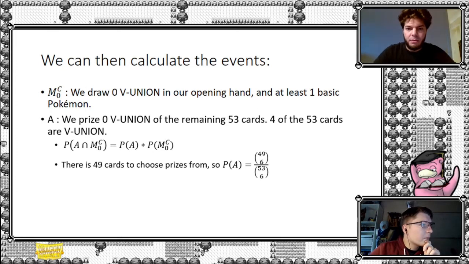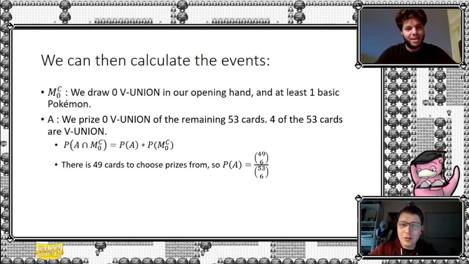The probability of prizing 0 of the remaining 49 cards. We see a case of the hypergeometric distribution, where we have 49 cards left to draw, and we want to see how many ways we can draw 6 out of those that are the 6 prize cards. And we divide that by the total number of ways we could draw 6 cards from these 53 cards. That is going to give us the probability of not prizing any V-Union cards, which we indeed call probability A.